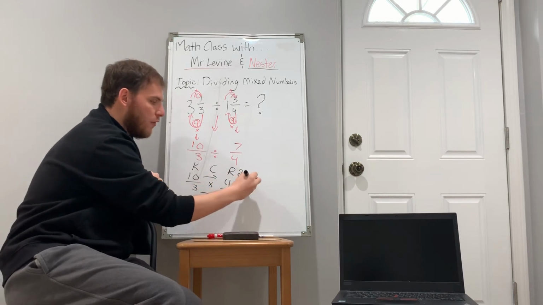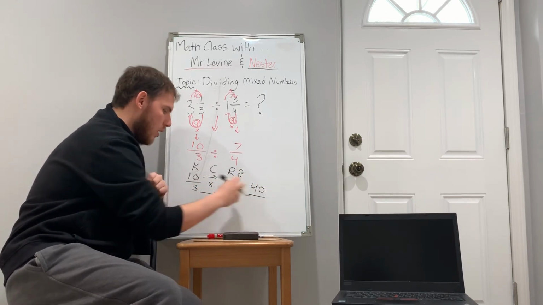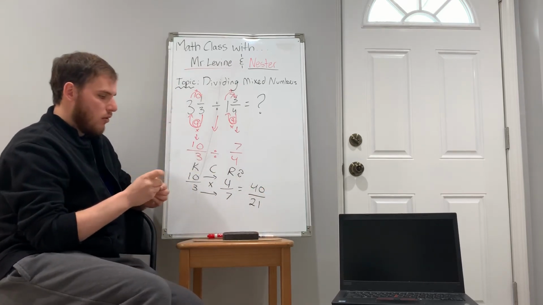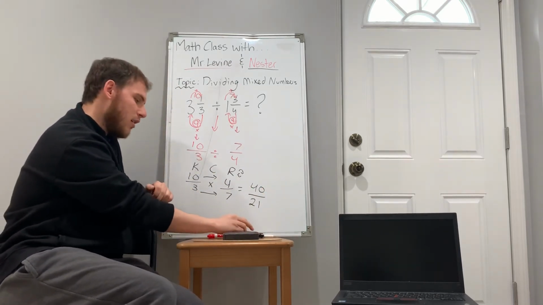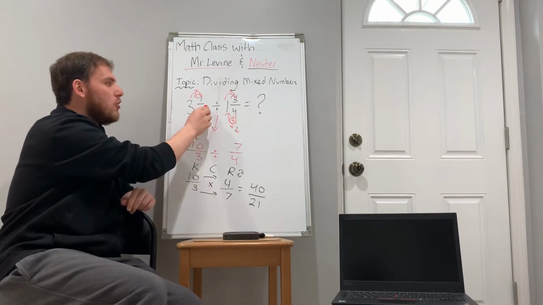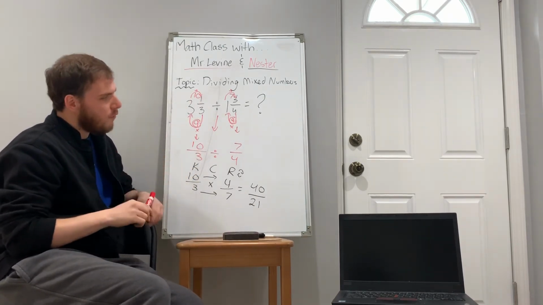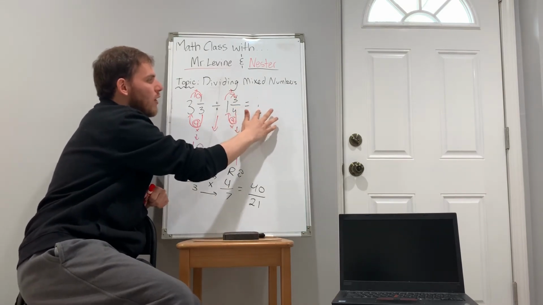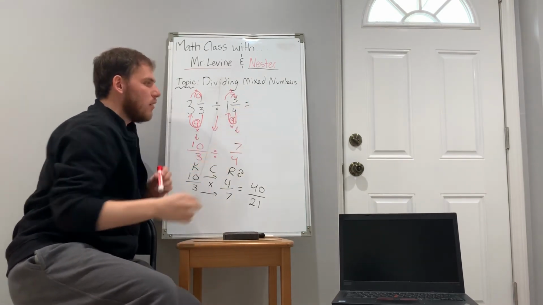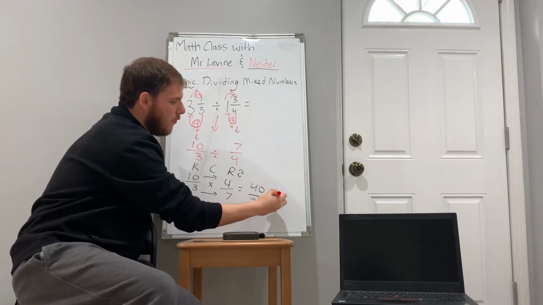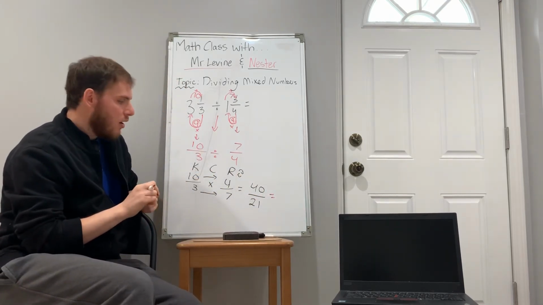10 times 4 is 40. 3 times 7 is 21. You would think you're done, but you're not done yet. Because if you look back at your original question, these are mixed numbers. So our answer needs to be in the form of a mixed number. So I'll erase this question mark, because we're almost there. And now we need to turn 40/21 into a mixed number.